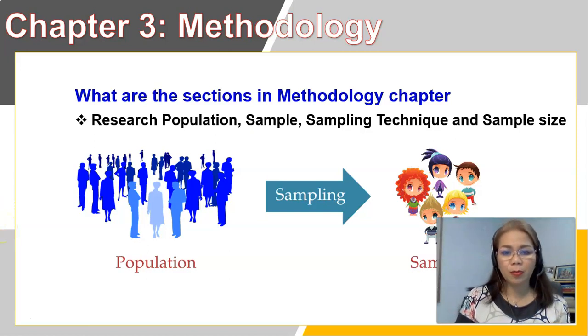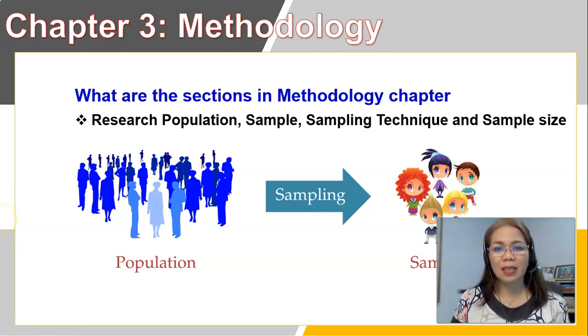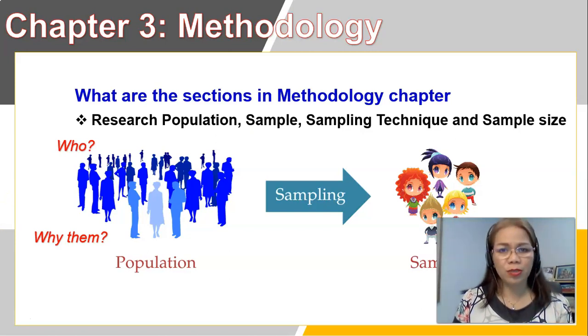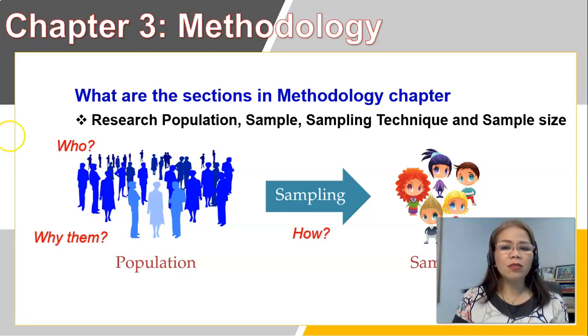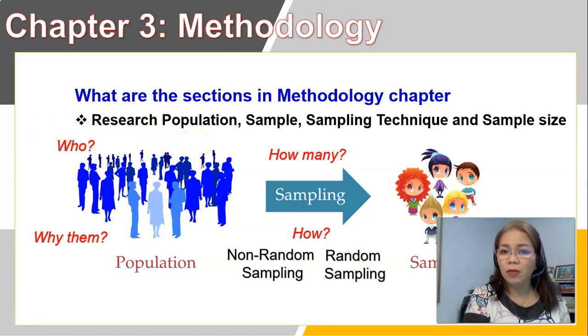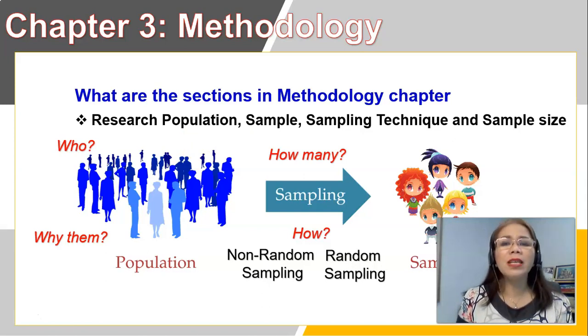Next section of your methodology chapter is the research population, the sample, sampling technique, and the sample size. Now, it's important to tell your readers who are the population, who are they, and why you chose them. Describe the demographic profile such as the age, sex, civil status if necessary, socioeconomic status, academic achievement, depending on the nature and the context and the purpose of your study. And then also tell your readers how you chose the sample. Is it non-random sampling or is it random sampling? And how many samples are there in your study?